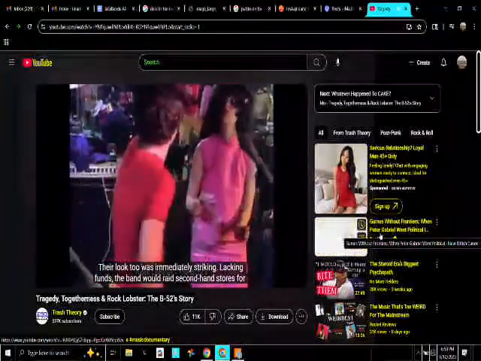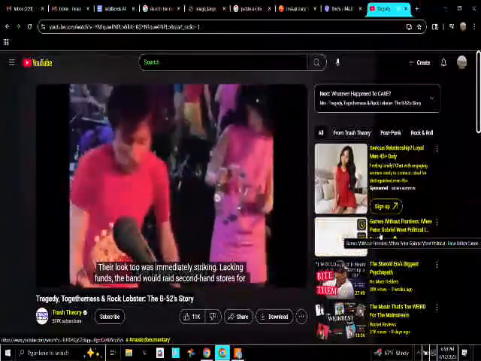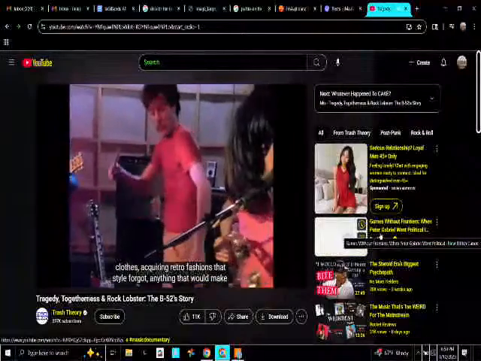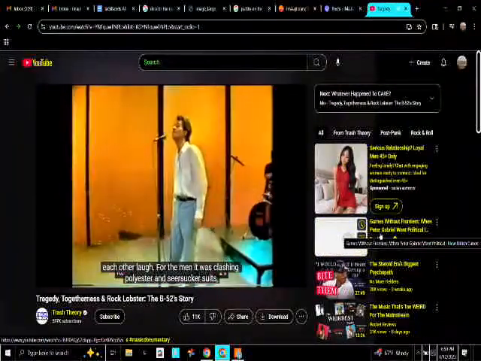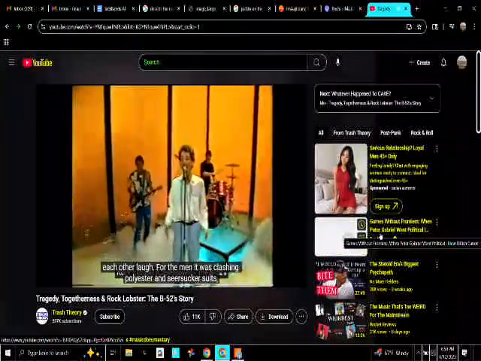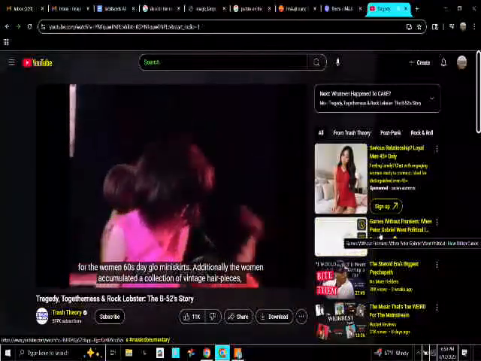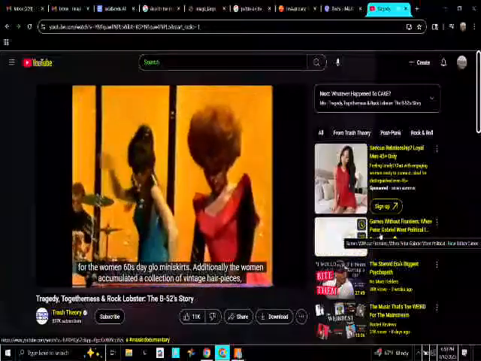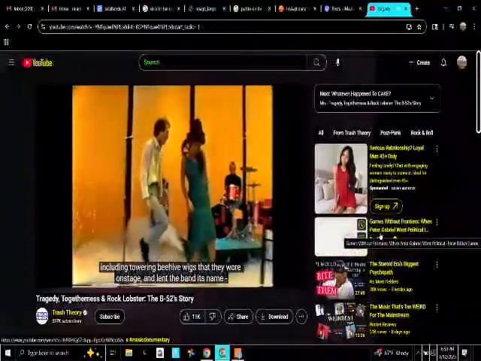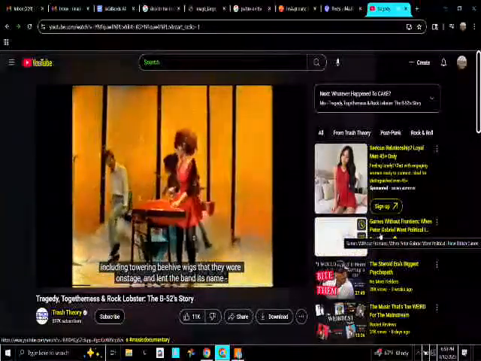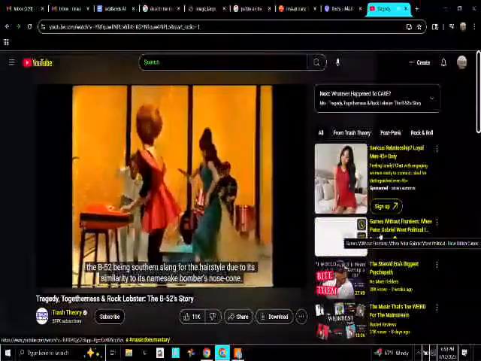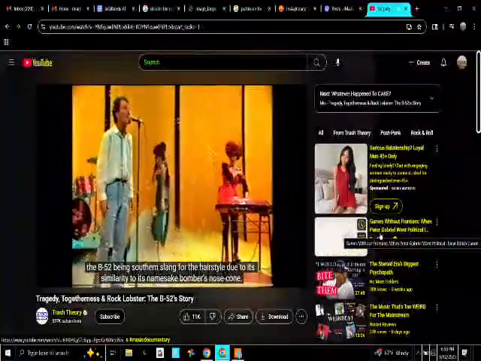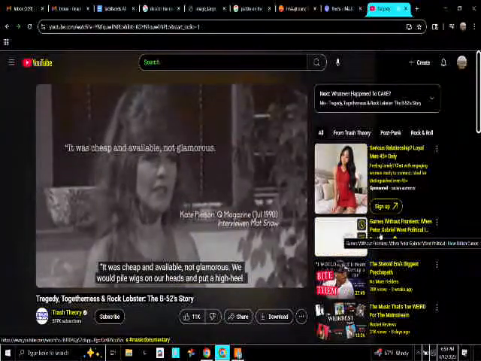Their look too was immediately striking. Lacking funds, the band would raid second-hand stores for clothes, acquiring retro fashions that style forgot, anything to make each other laugh. For the men, it was clashing polyester and seersucker suits. For the women, 60s day-glow miniskirts. Additionally, the women accumulated a collection of vintage hairpieces, including towering beehive wigs that they wore on stage, and lent the band its name. The B-52 being southern slang for the hairstyle, due to its similarity to its namesake bomber's nose cone. It was cheap and available, not glamorous.